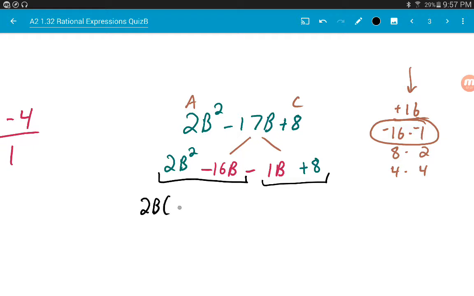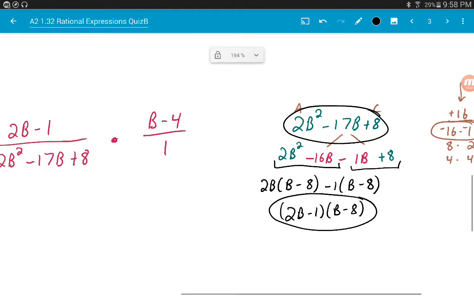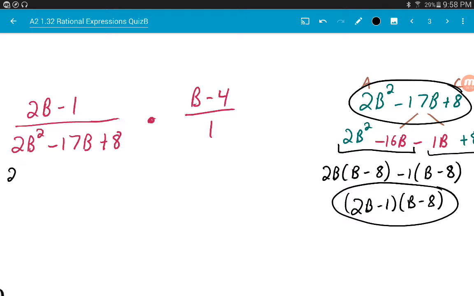I factor out a 2b in the first, leaving me with a b minus 8. On the right, I can factor out a negative 1, leaving me with b minus 8. So the factored version of this that I started with is going to be 2b minus 1, b minus 8. So those are equal. So since those are equal, I'm going to go back to my original, and I'm going to rewrite this as 2b minus 1, b minus 8, and now it's been replaced.